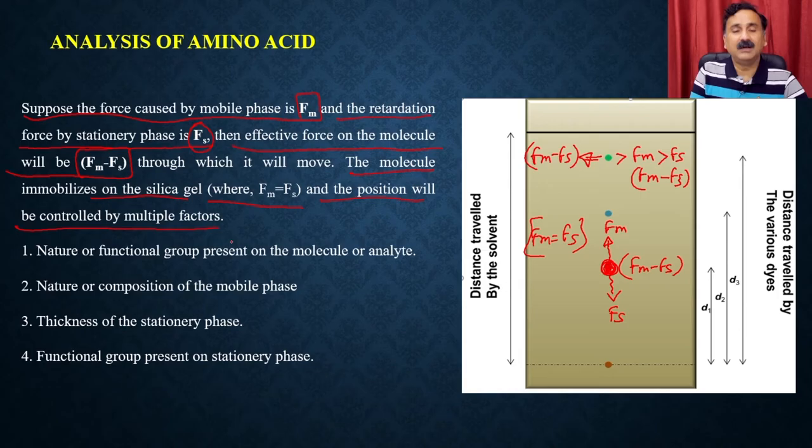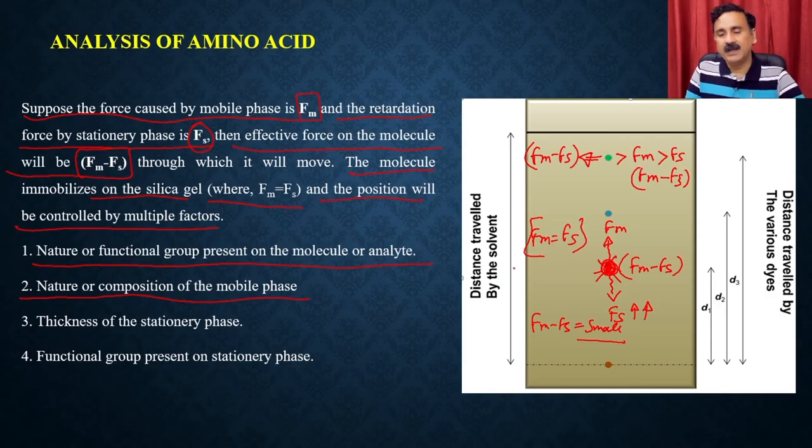and the position is controlled by multiple factors: the nature of the functional group present on the molecule or the analyte. If the molecule has a functional group and it is going to interact with the silica particle, then it is going to increase the Fs. If it increases the Fs, then Fm minus Fs is going to be small, right? And if this is the case, then it is going to be immobilized near the spotting point. Then it also depends on the composition of the mobile phase. If the molecule is very soluble in the mobile phase, then the value of Fm is going to go up, and that's why it is going to run very far away from the spotting place, right?